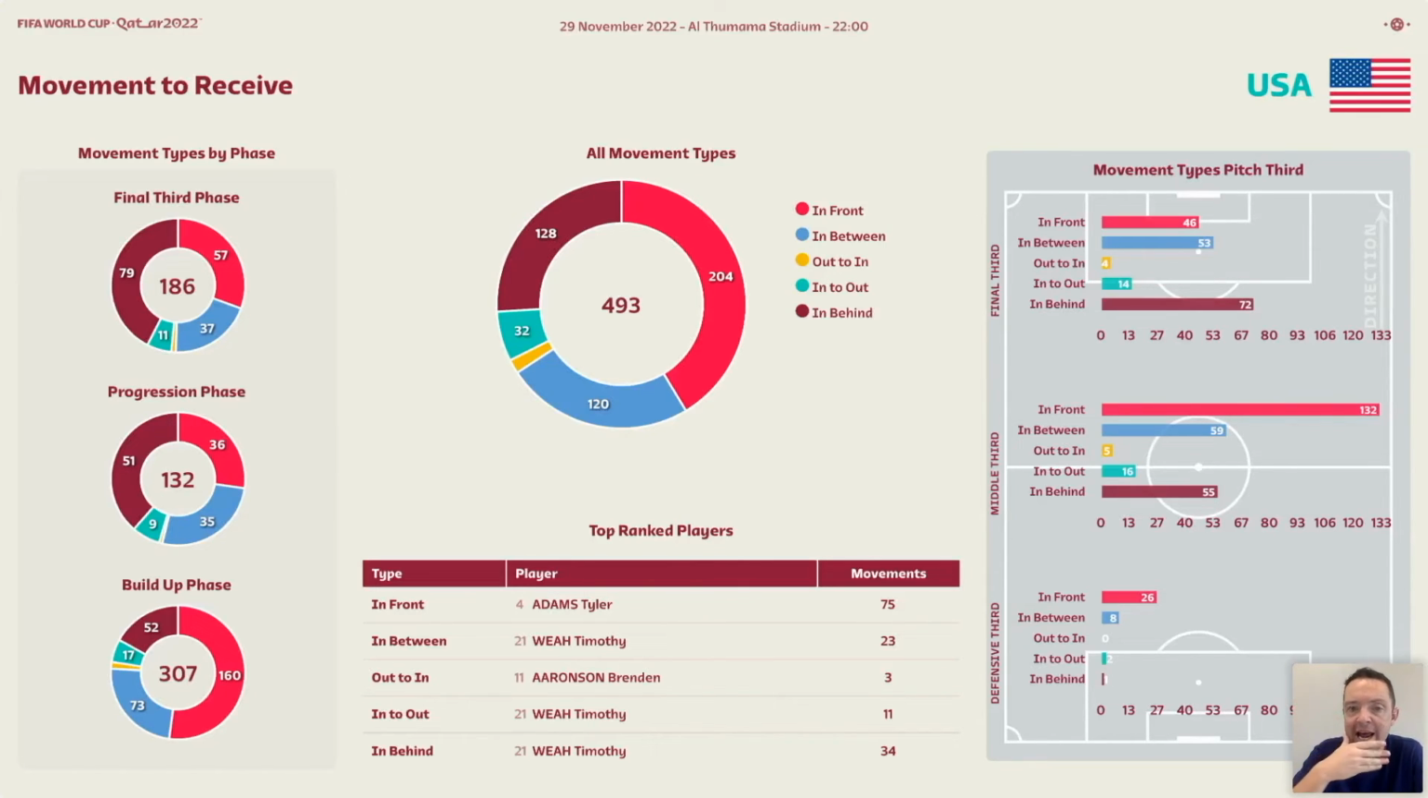Over a course of time, this would be really, really good information for a scouting report, because it would tell you how a team wants to attack and what type of areas they're trying to exploit.